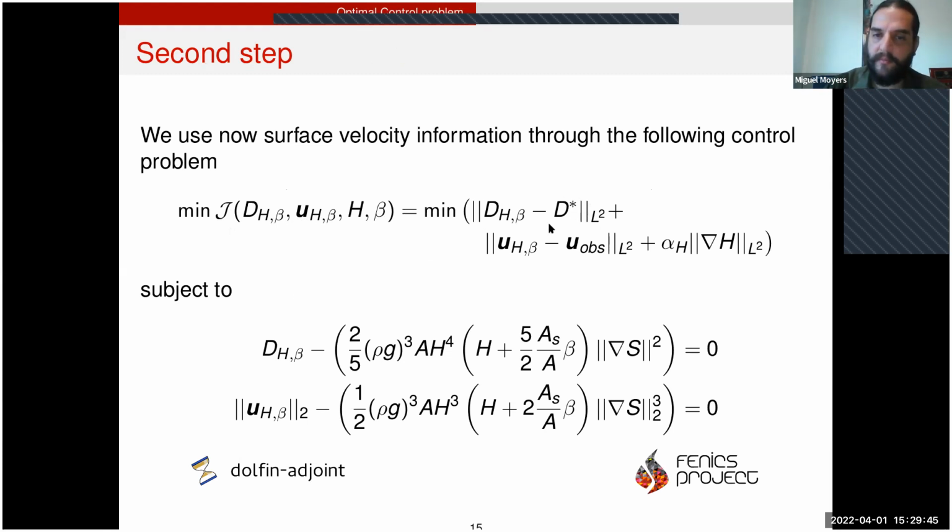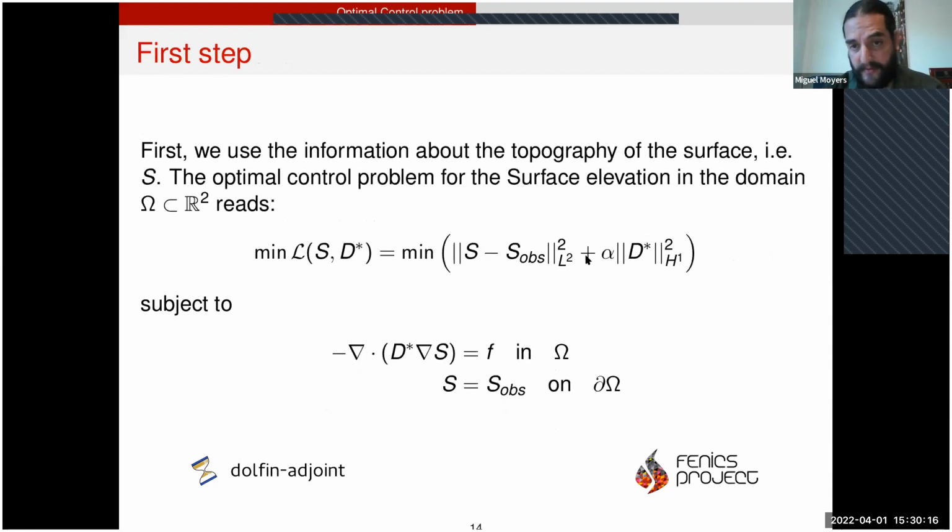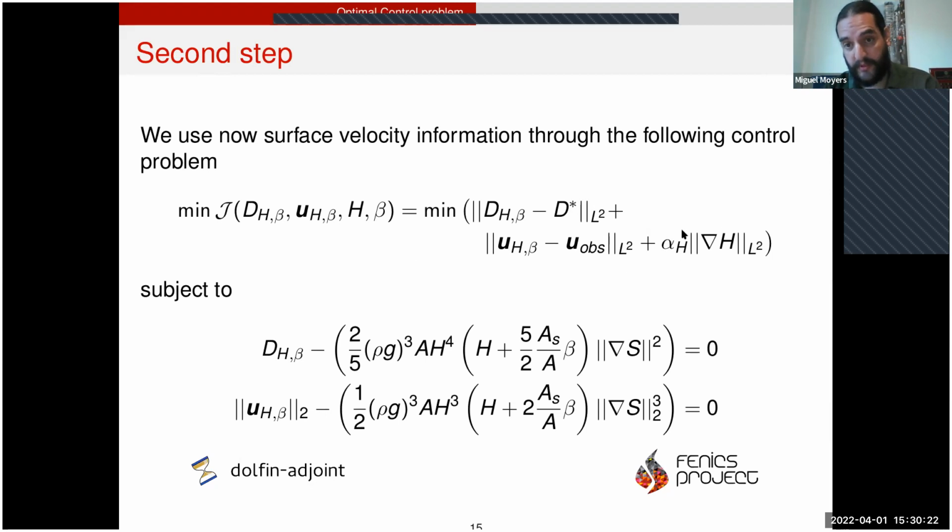And now we're going to minimize this difference. We use the observation of the velocity and we minimize this difference. And we control for H. And again, this is like a Tikhonov regularization type of problem, and we are smoothing things out. If we don't include this part, things are not smooth. I should say that alpha for this problem we set at 10 to the minus 5 for all the results. This one, alpha H, we have to play with. We play more with that one, and I will show you results for different values.